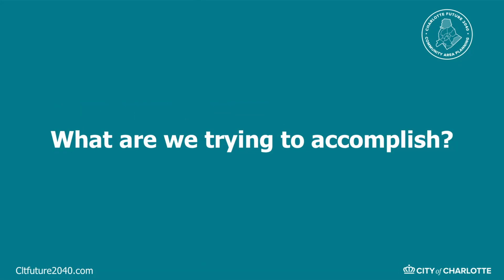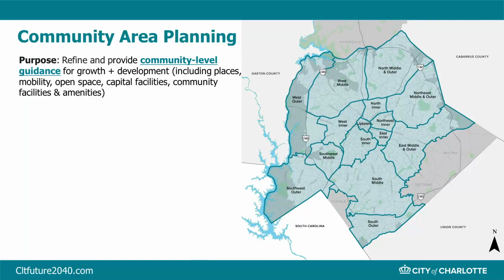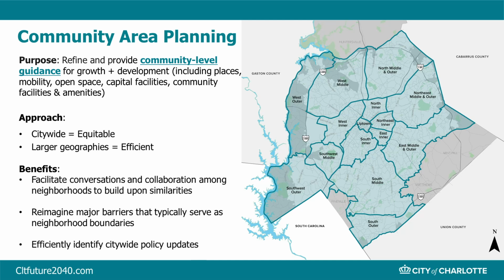So what are we trying to accomplish with community area planning? It is the next step in putting the Charlotte Future 2040 Comprehensive Plan into action. This means community area plans won't replace the comprehensive plan, but build upon it to provide more detailed guidance for smaller geographies. This effort will use larger planning boundaries to facilitate conversations among neighborhoods and address major barriers. It will also develop 14 plans, so no area is left waiting for this important guidance.